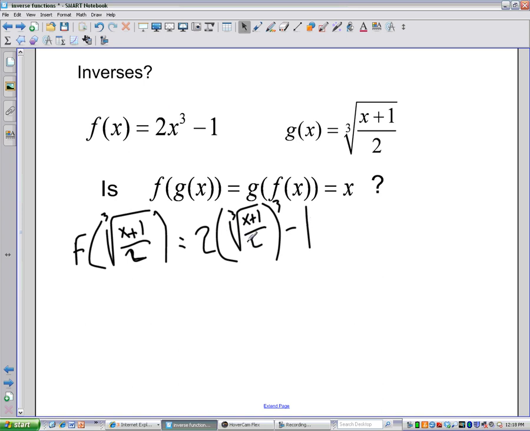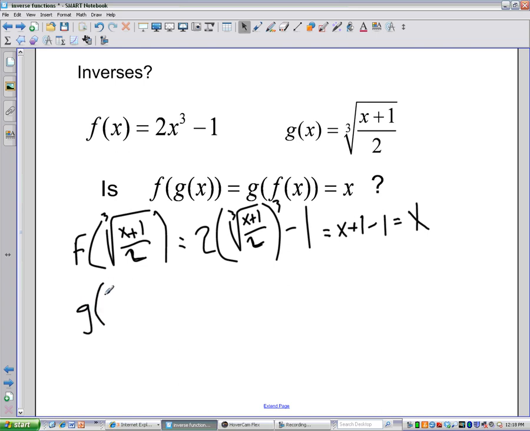So when I cube a cube root, it's all gone away, right? So I just have (x plus 1) over 2. 2 times (x plus 1) over 2 is just x plus 1. So this quickly boils down to x plus 1 minus 1, which is just x. Okay? So we're good in one direction.